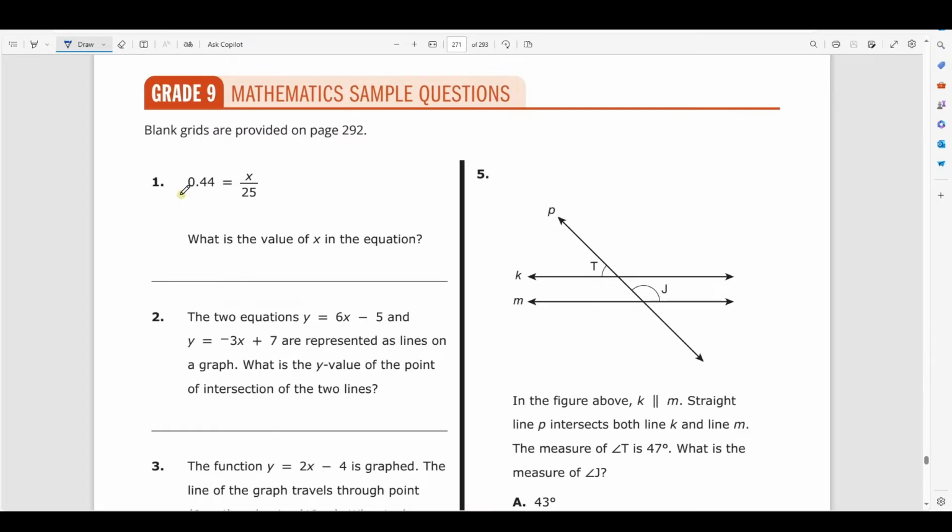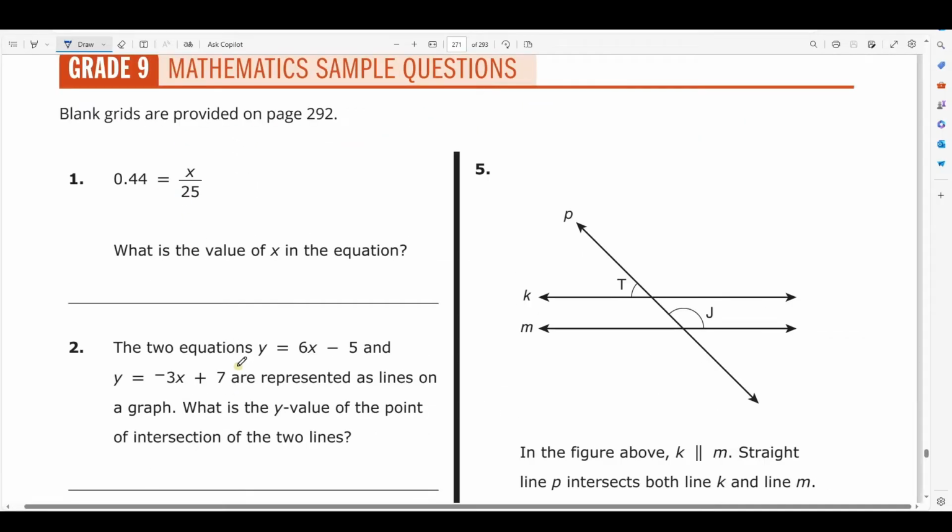So we're going to start off with number 1, which says 0.44 is equal to x over 25. What's the value of x in the equation? So for this one, they're asking you to solve for x. How do we solve for x when we have a fraction? We just multiply both sides by the denominator. So in this case, we have to multiply both sides by 25 over 1 to isolate x, right?